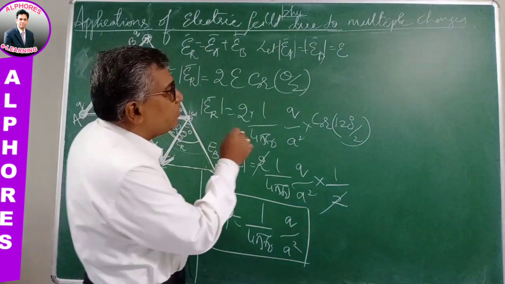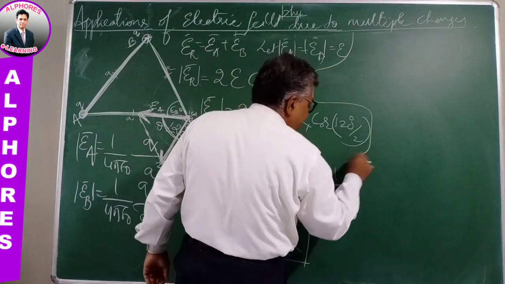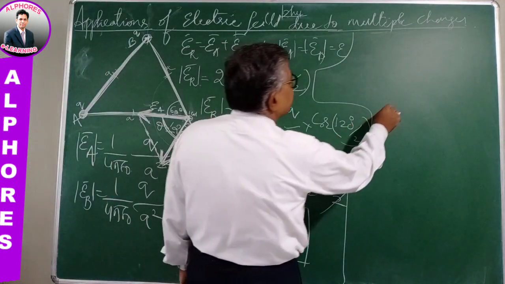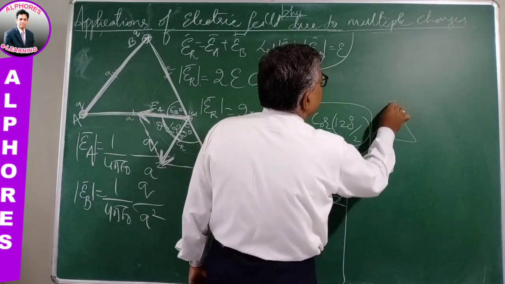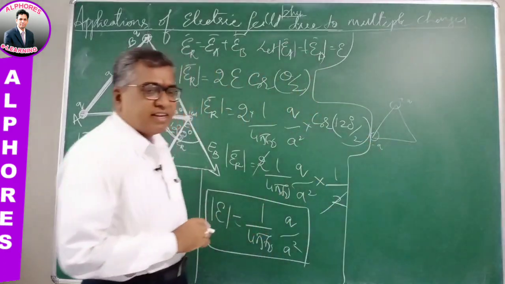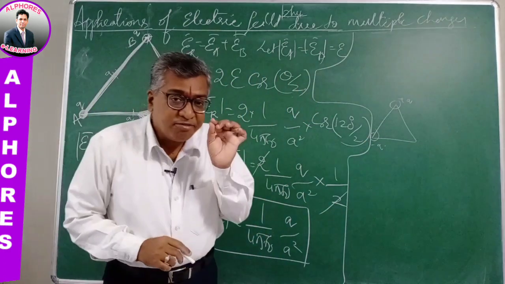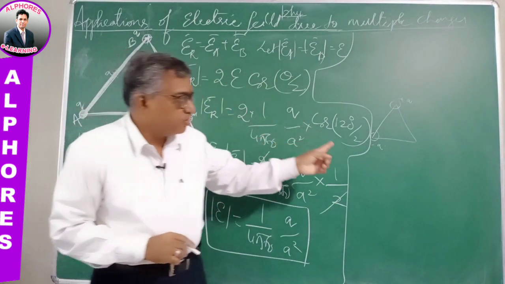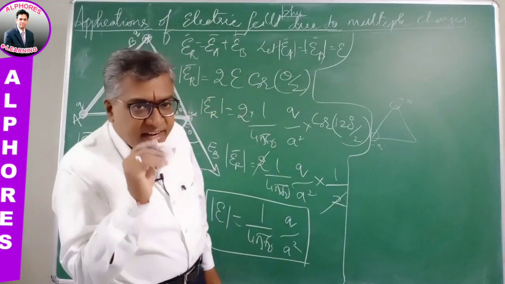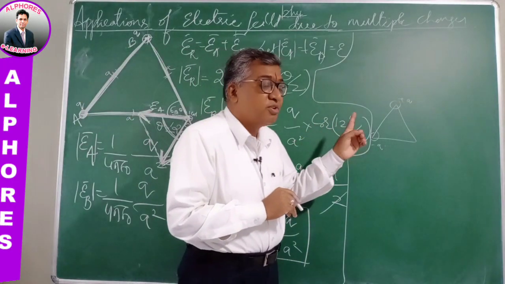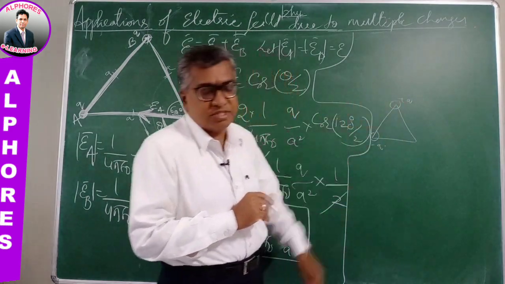Now if the same question is extended, if the question says like this, two equal and opposite charges plus q and minus q are on the vertices of an equilateral triangle, then if the field due to each charge is of magnitude E, then what is the magnitude of the resultant field due to these two charges?